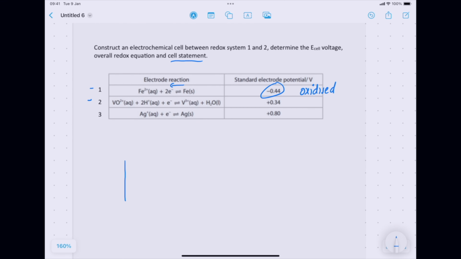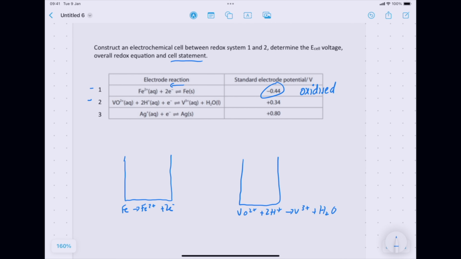Let's begin the sketch. What I like to do is write the half equation underneath the cell to remind me. So Fe2+ plus 2e-, and then on the right hand side we have the other half cell, which is the vanadium species, the VO2+, and that's been reduced to V3+.